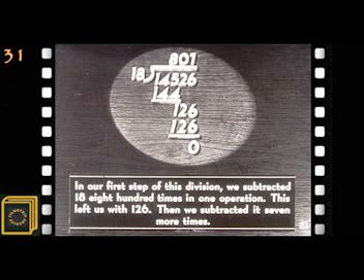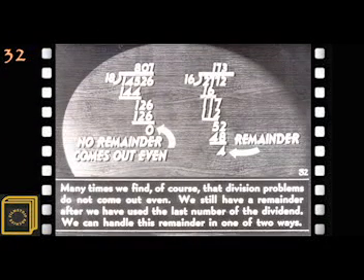In our first step of this division, we subtracted 18 800 times in one operation. This left us with 126. Then we subtracted it 7 more times. Many times we find, of course, that division problems do not come out even. We still have a remainder after we have used the last number of the dividend.